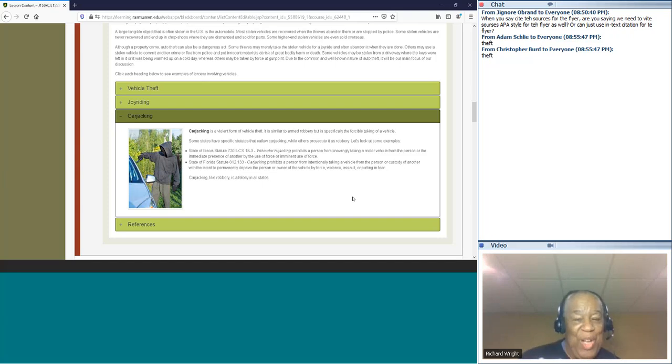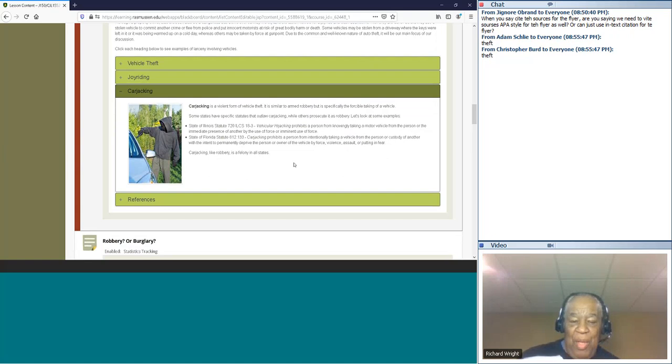Now we're starting to talk about robbery, which we will be talking about in just a few minutes. But that's an element. So carjacking is vehicle theft with the same elements that you'll discover when you deal with robbery. Okay.